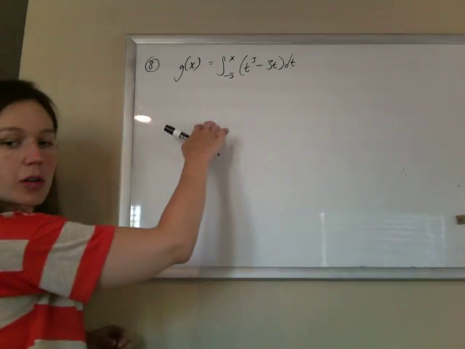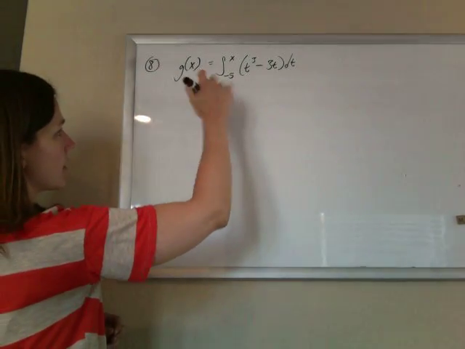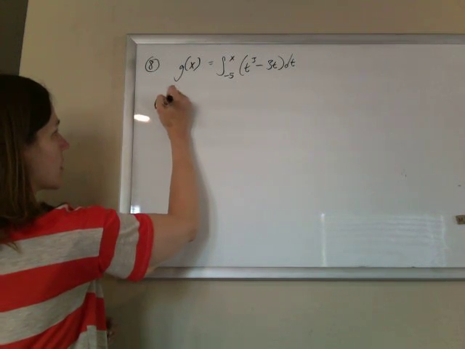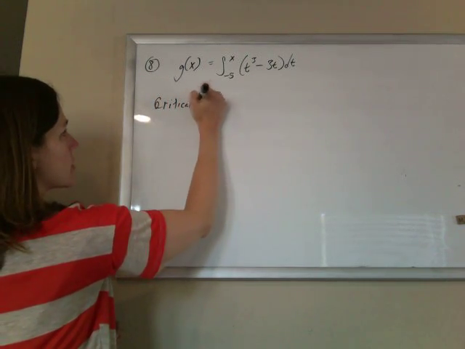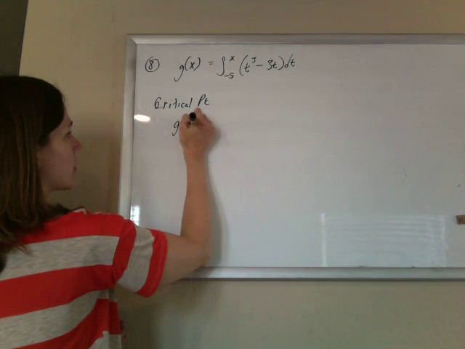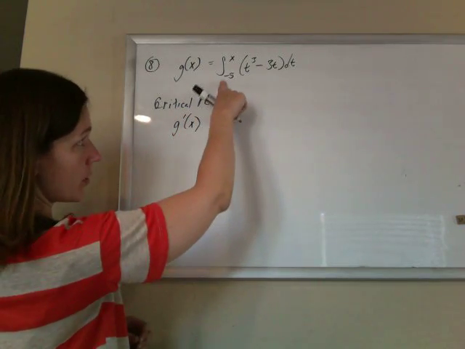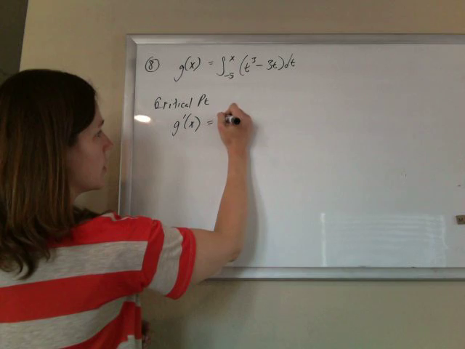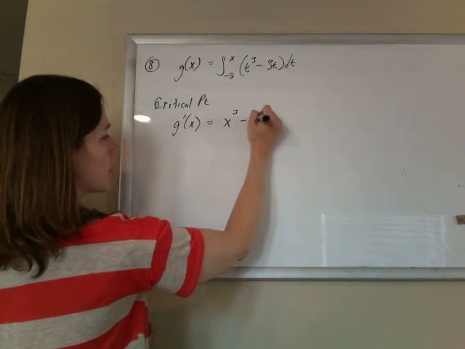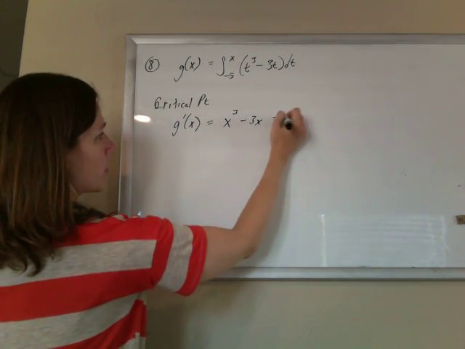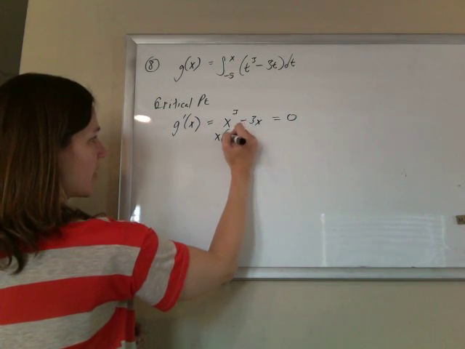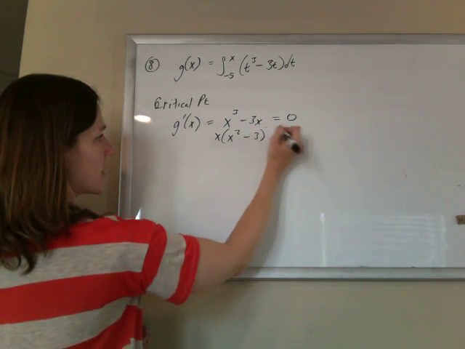So we find our critical points when the derivative is 0 or undefined. So when I take the derivative of an integral, it's just going to undo each other. So I'm just going to get x cubed minus 3x. And critical points happen when that equals 0, so I'll just have x times (x squared minus 3).